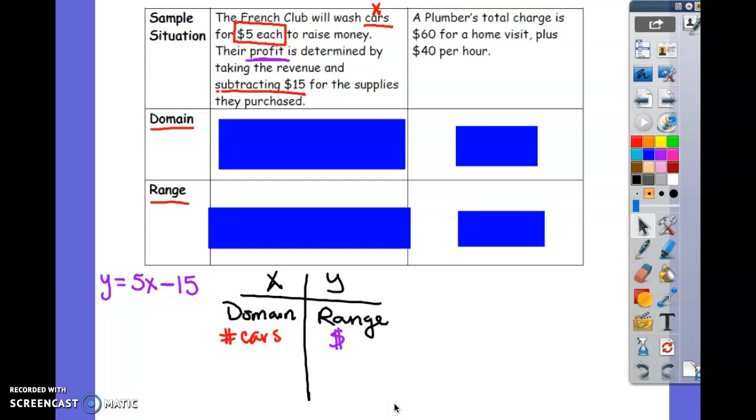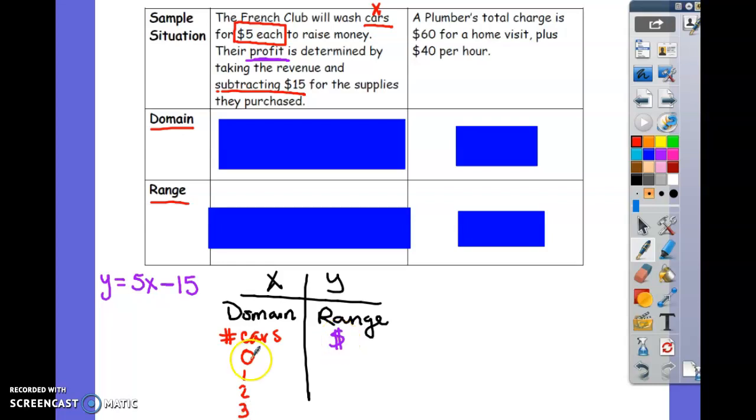So my domain is the number of cars, but how many cars can I have? Can I have half a car? Can I wash half of a car? No, you have to wash the whole car, right? So what can I start with? I can start with 0 cars, right? Then I can wash 1 car. Then I can wash 2 cars, then I can wash 3 cars, and so forth and so on.